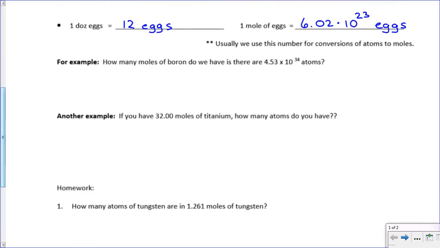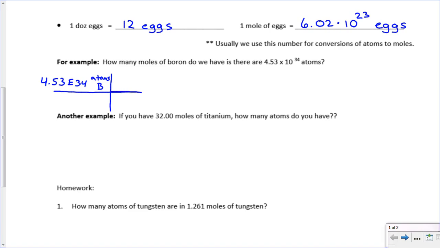Going down, to do an example of this sort of problem, it says: how many moles of boron do we have if there are 4.53 times 10 to the 34th atoms? What we start with here, we're going to do a conversion problem. All of these mole problems are sort of like conversion problems. We start with 4.53 times 10 to the 34th, and I use that E34 here. Then I want my label here. It's atoms, and I like to put the substance in there as well. So atoms of boron.